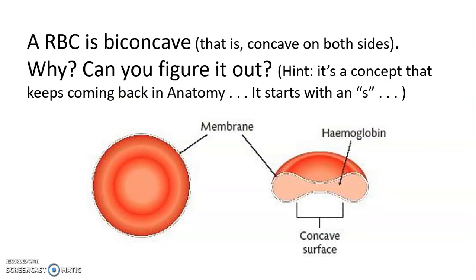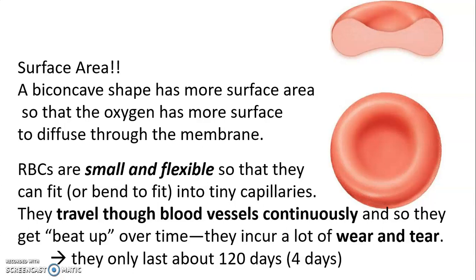Okay, an RBC is biconcave. That means it's concave on both sides, on top and on the bottom. Can you figure out why? Take a moment to see if you can think about it. It's a concept that I love and that I keep returning to again and again because it keeps returning in anatomy. And it's something that starts with an S. Did you guess it? Surface area.